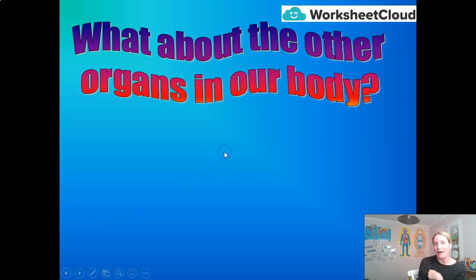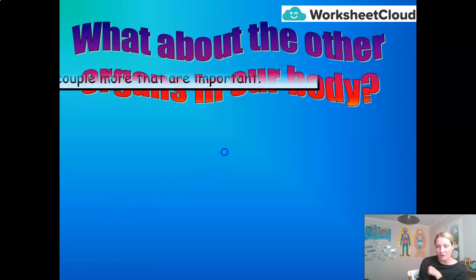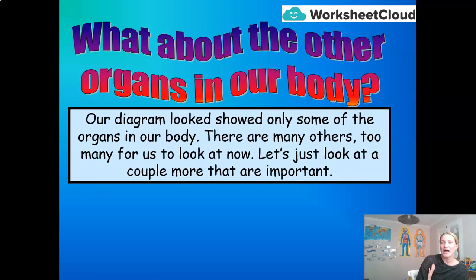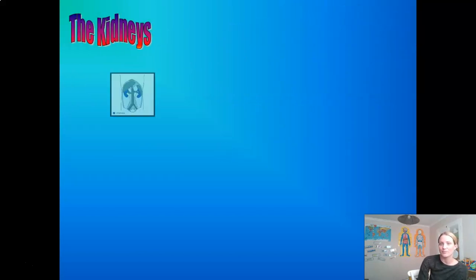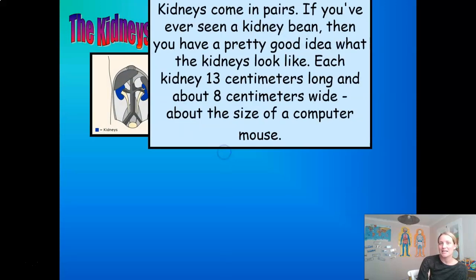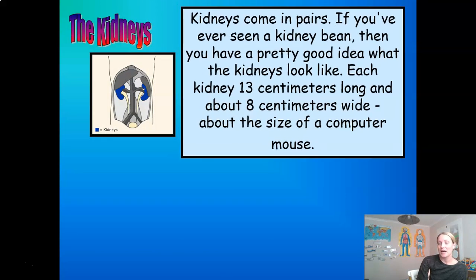So what about the rest of the organs, some other organs inside your body? Our diagram only showed some organs, but let's have a little look at a couple more that are equally important. The kidneys. The kidneys come in pairs. Again, similarly to the lungs, you can live with just one kidney. If you've ever seen a kidney bean, you'll know why they're called kidney beans, because they're shaped like a kidney.